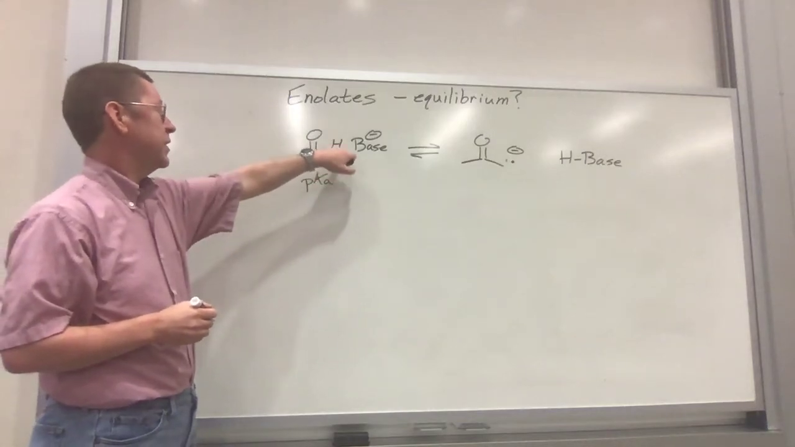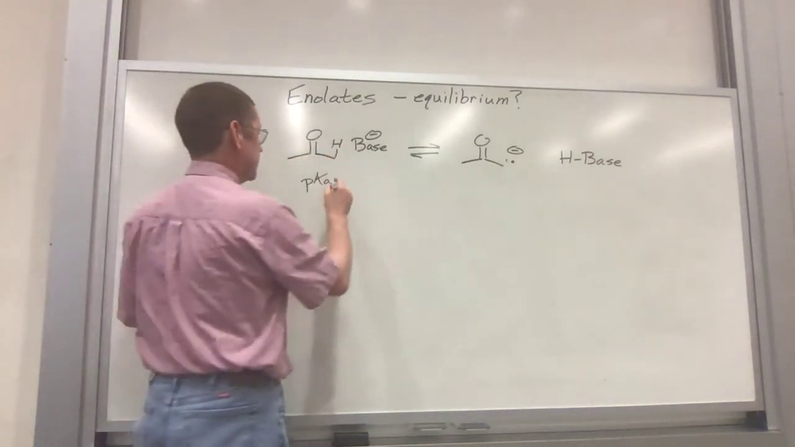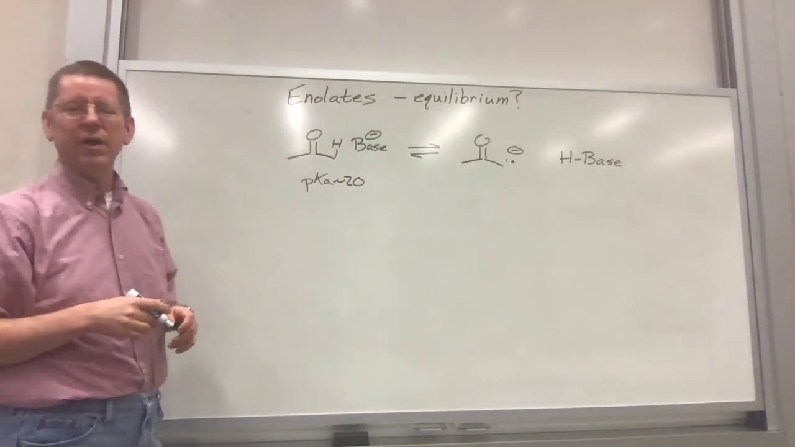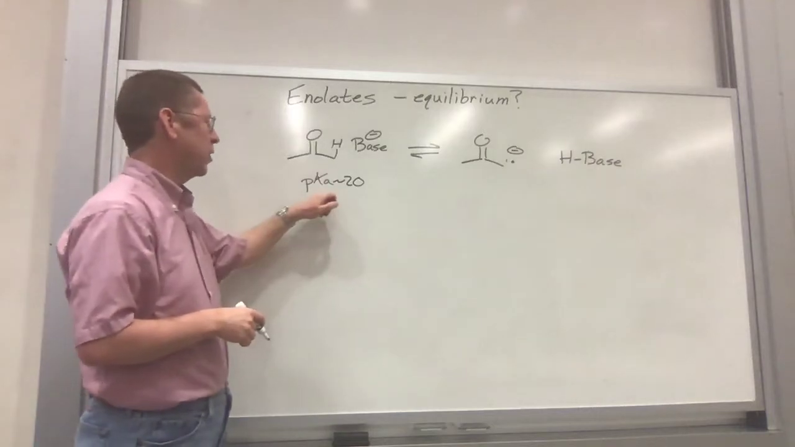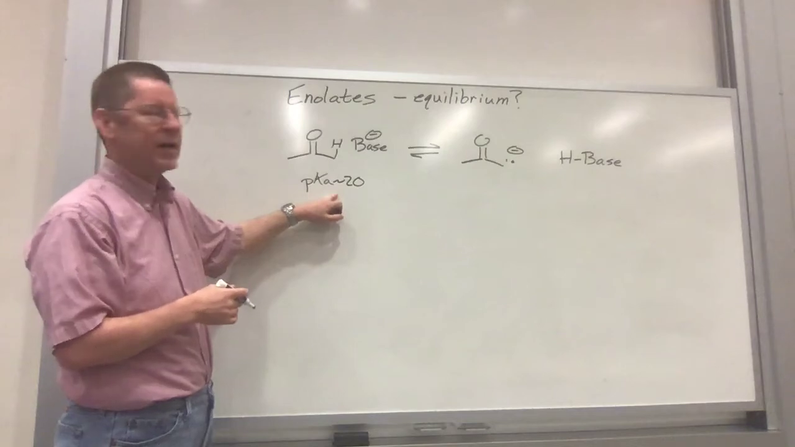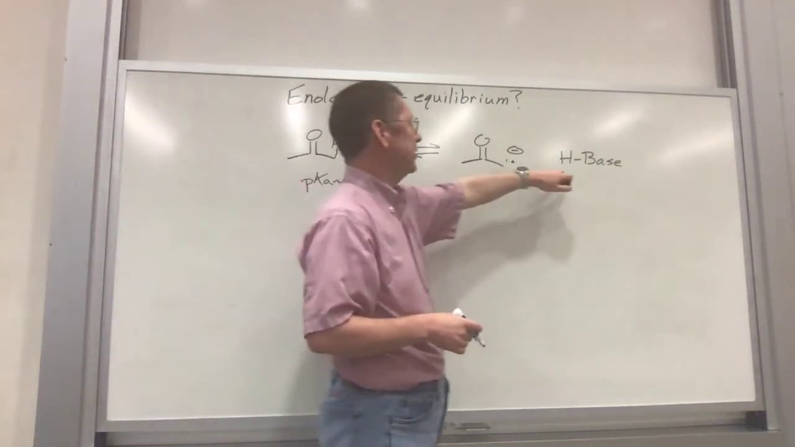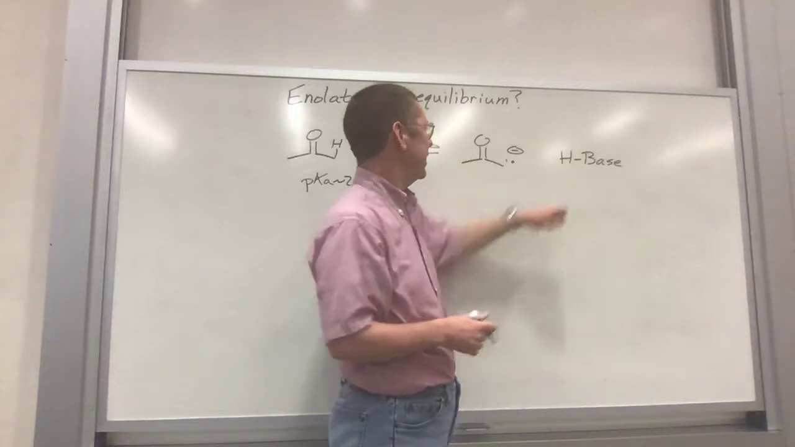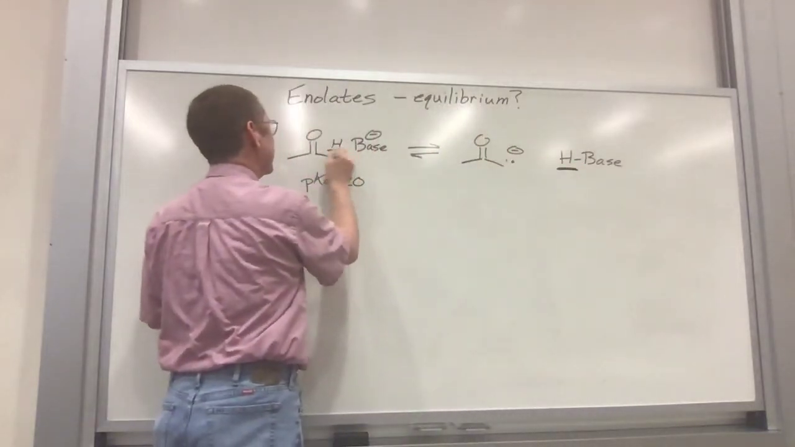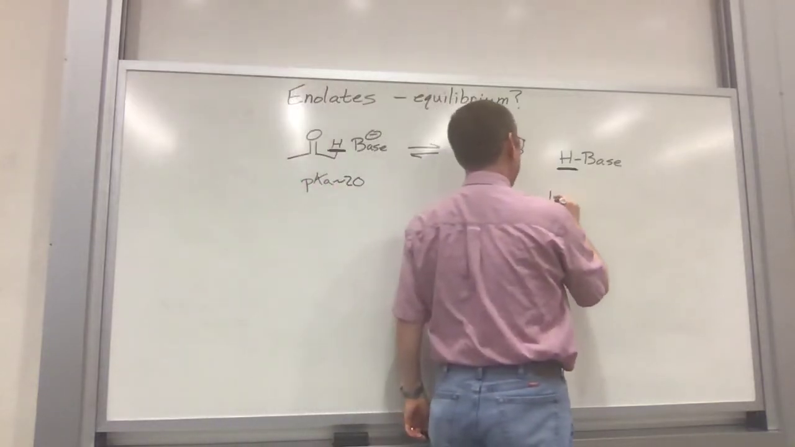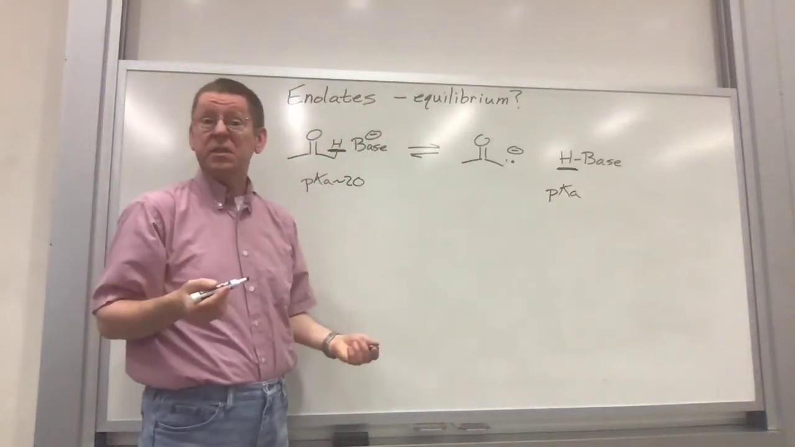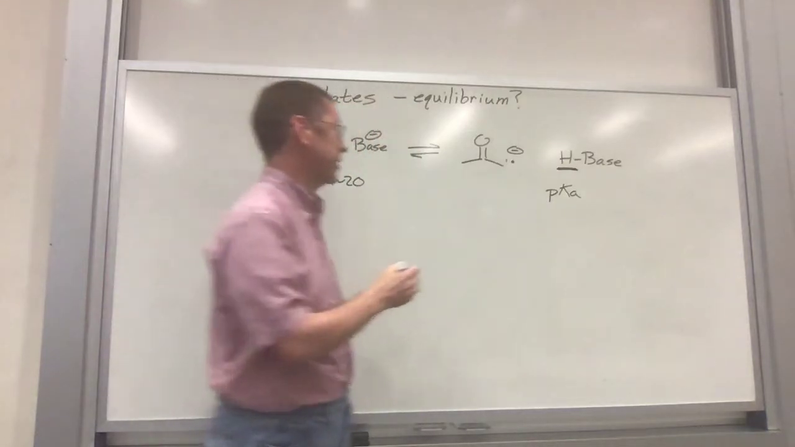One acid, the acid on this side, being the alpha protons. Like I've said, for aldehydes and ketones, that's usually somewhere around 20. When we talk more about esters, which we will later on, it's about 25. Then the other thing we need to think about is what's the pKa of this proton? So we're really comparing that proton and that proton. And here, the pKa depends upon what base we are using.